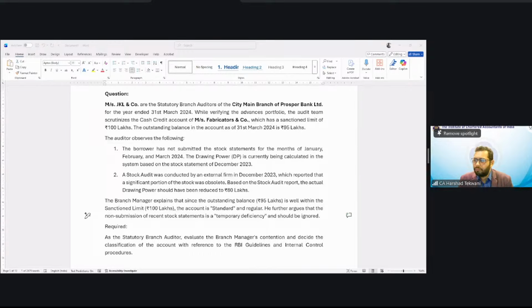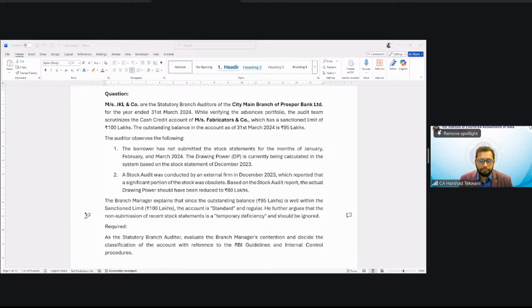For non-submission of the stock statement for more than 3 months, the account will be turned into NPA. Point number one. Point number two, the stock audit was done in December 2023, and according to the stock value, the drawing power is set at 80 lakhs only. Now the outstanding of the loan is 95 lakhs. It's more than the drawing power, which is also out of order for more than 3 months, and in that case also it will be classified as NPA.